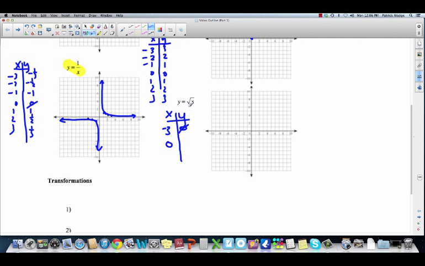Let's go to 0. Can you take the square root of 0? Yeah, square root of 0 is 0. How about 1? Can you take the square root of 1? Yeah, you can take the square root of 1. It's 1. How about 2? Can you take the square root of 2? You can take the square root of 2. You could throw it in a calculator and get something like 1.41 or something like that.